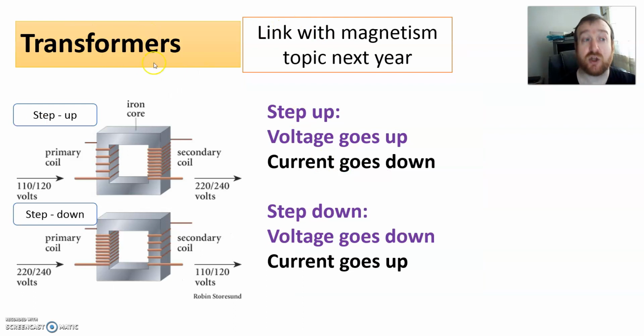And then like I say, transformers, they're going to come up again in the magnetism topic when we're back in school. But what you need to know at the moment is step up transformer, the voltage goes up and the current goes down. And step down, the voltage goes down and the current goes up. But the energy on either side of the transformer is the same.